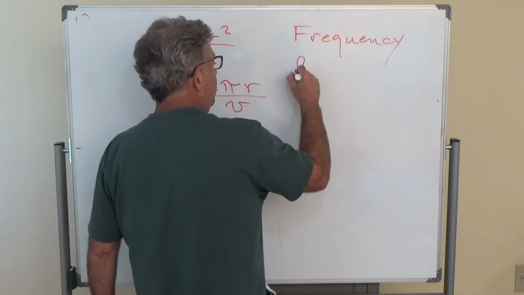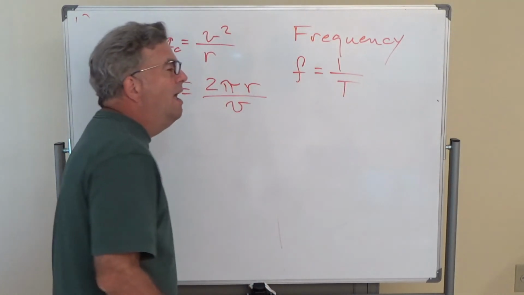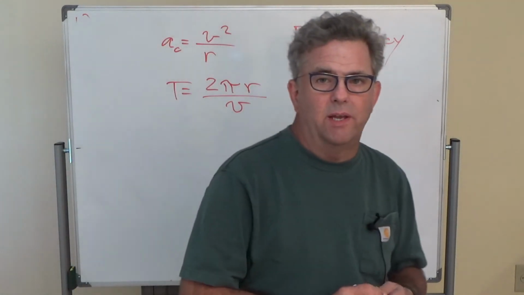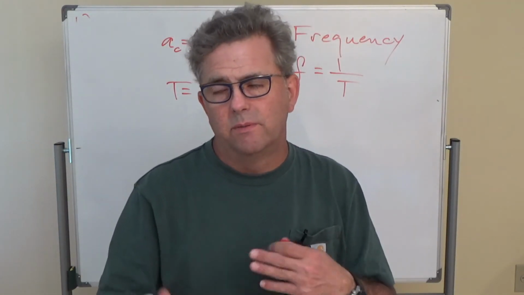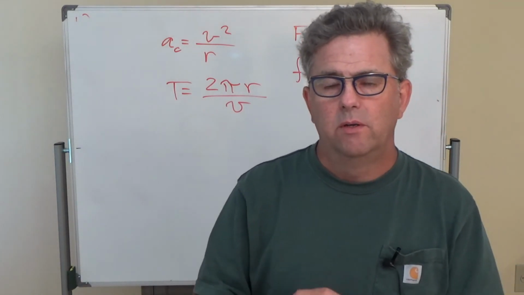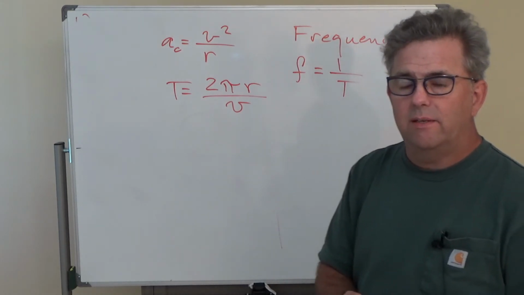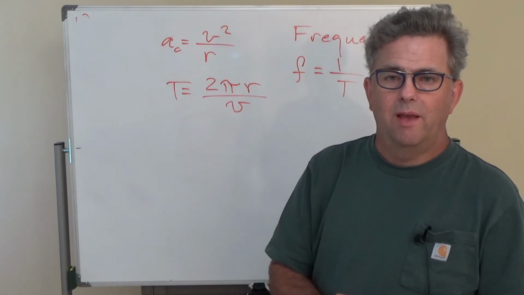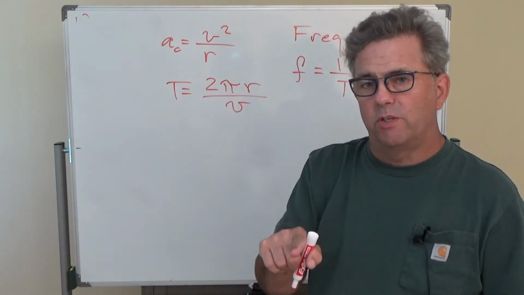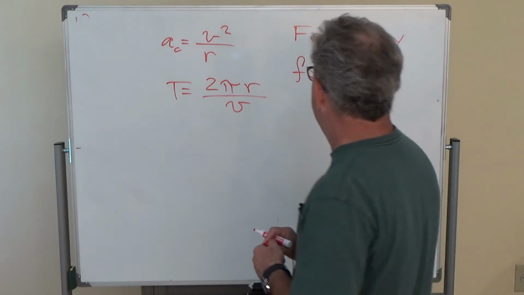The frequency is equal to 1 over the period. The frequency is how many times does it go around in a second, or how many times does it go around per second or per hour? So when you're given something in revs per second, that means revolutions per second. That's how many times it goes around in 1 second.